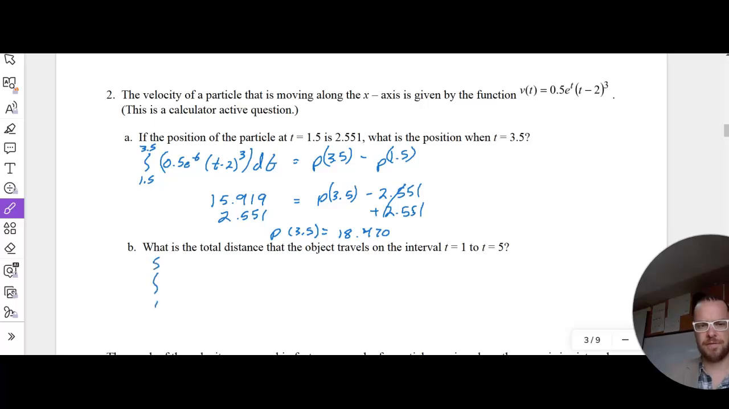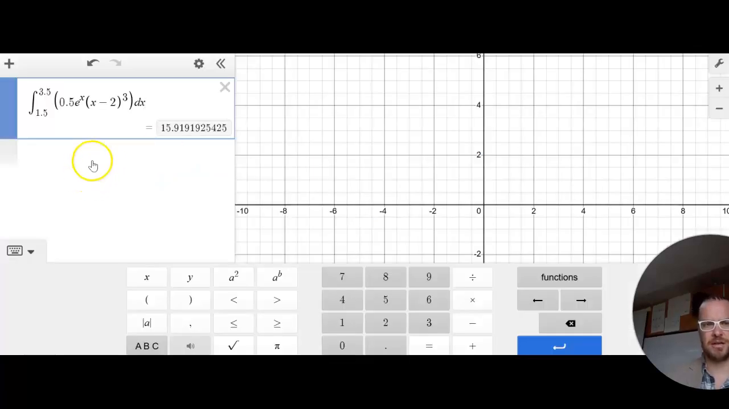So I'm going to go from 1 to 5, because that's the interval they've given us, of my 0.5 e to the power of t minus 2 cubed, and then d of t. And so what I'm going to do is put that into my calculator as well. I'll show you how to do that here in Desmos.